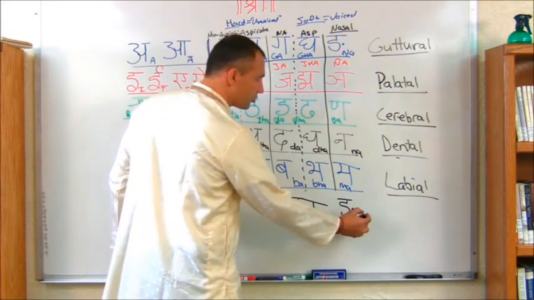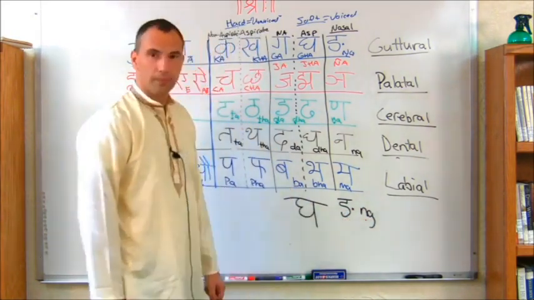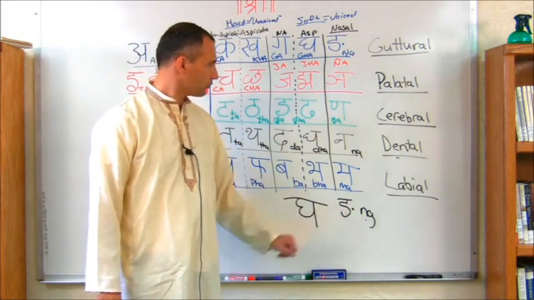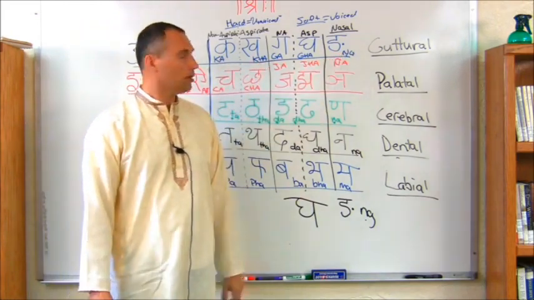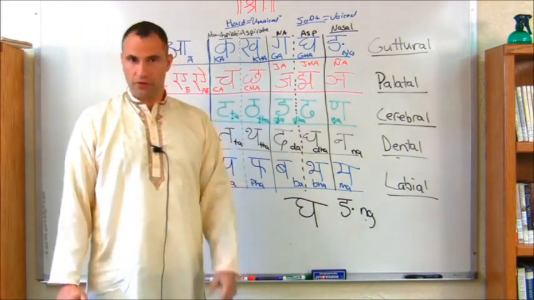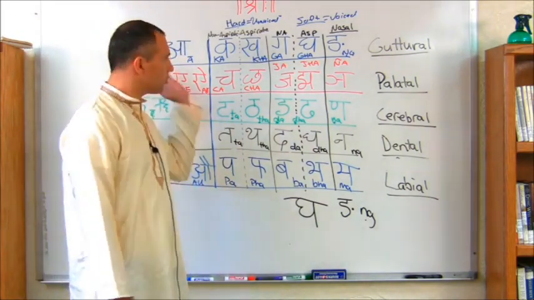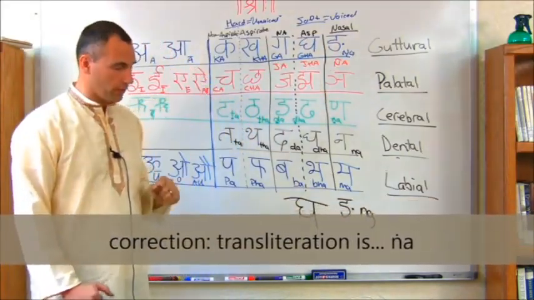In the transliteration, nga. Okay? Ka, ka, ga, ga, nga. And nga is also related to this fierce Bhairava, this Shiva energy. Okay, so this whole row of gutturals has a warrior energy.